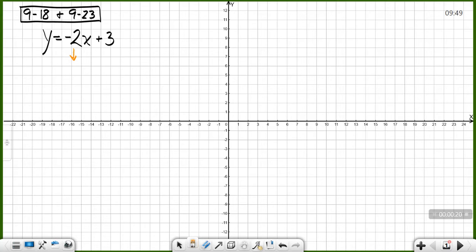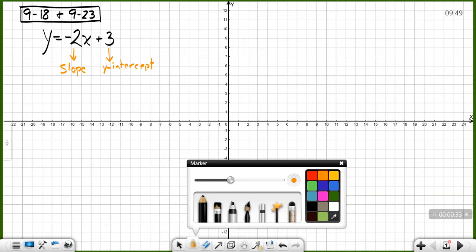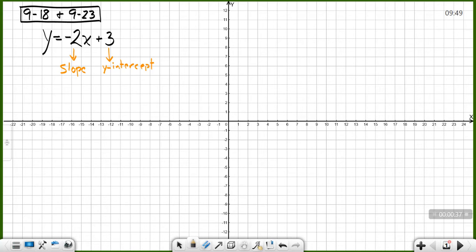We know that this is our slope, and this is my y-intercept. All right. Why is that important? Because when I go to graph, now all of a sudden I can come over here and I can use that information starting with the y-intercept to plot my first point at 0, 3.